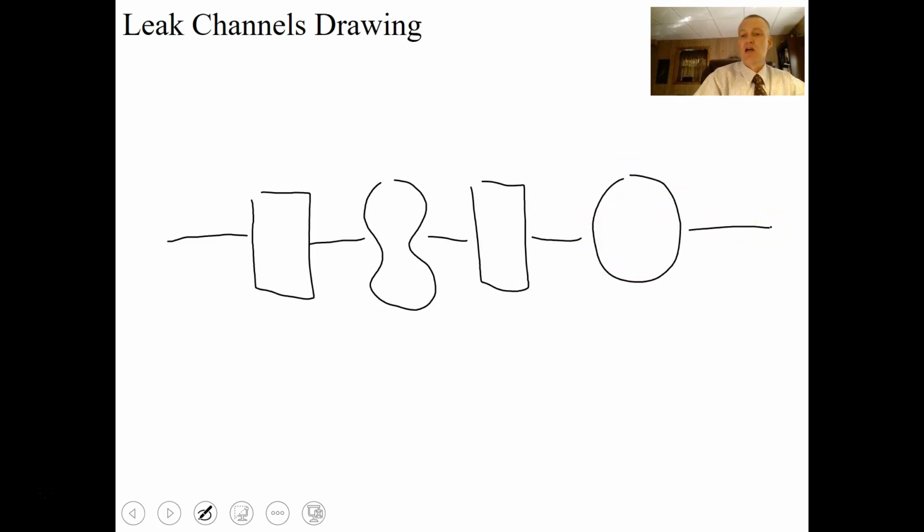This little line right here is representing the phospholipid bilayer membrane that you're associated with. In that membrane are these leak channels, though. So this is the potassium leak channel. This is the sodium leak channel. This is a potassium leak channel, and this is the sodium-potassium pump.